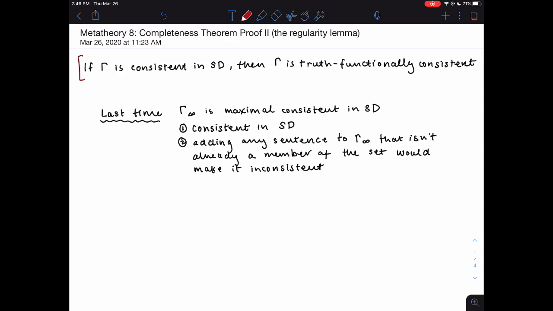I always get a little bit confused about the grammar here. I'm not sure if it's supposed to be maximal consistent or maximally consistent. I see it written both ways a lot. I think I see it written maximal consistent more, so that's what I'm going to stick with. But yeah, it does sound weird when I say it out loud.